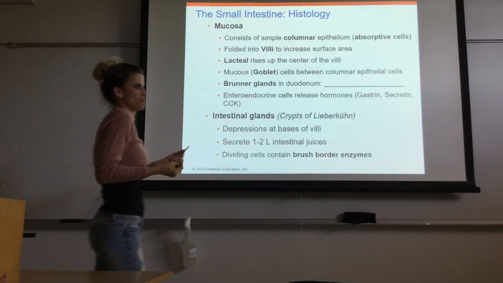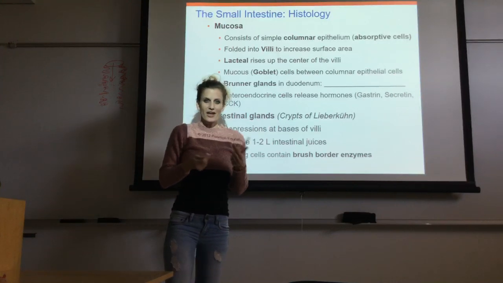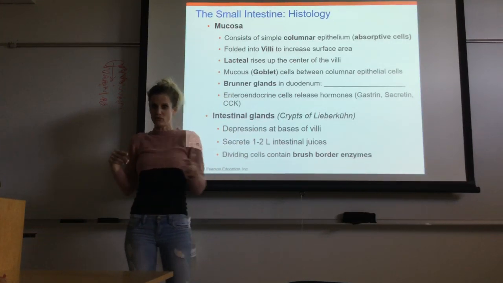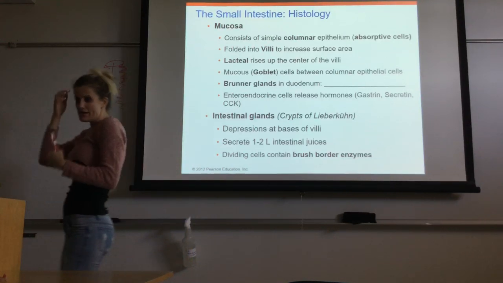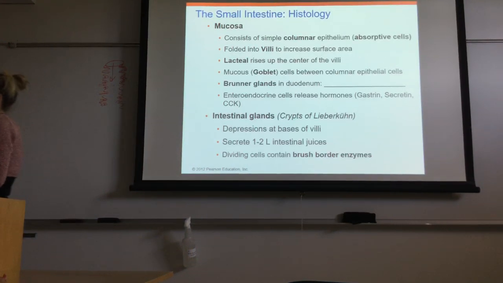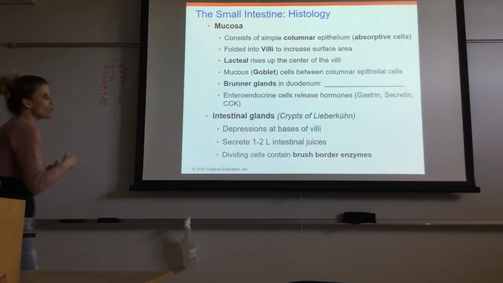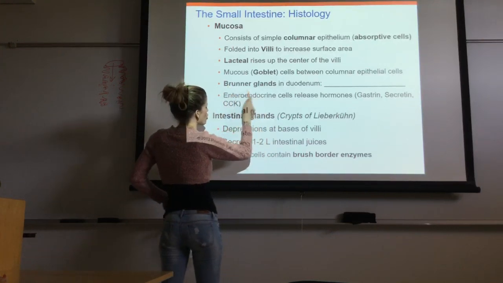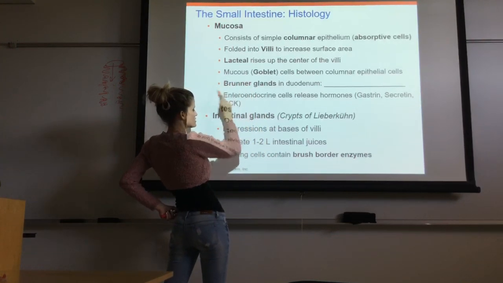Right? It just helps to lubricate everything and reduce friction so that the materials can move easily through the small intestine. Now, we do have a very highly specialized type of mucus gland that's present in the duodenum. Remember, the duodenum is the very first section of the small intestine. The mucus glands there are called Brunner glands.